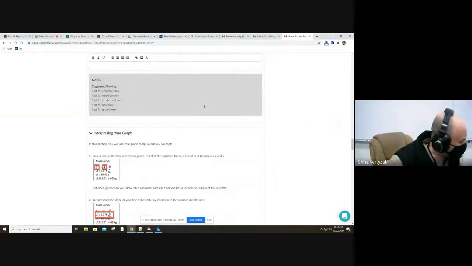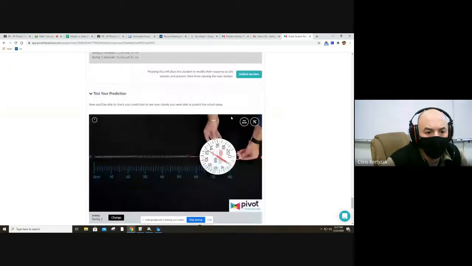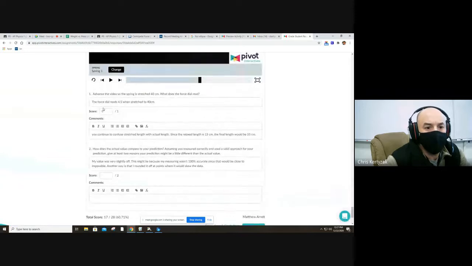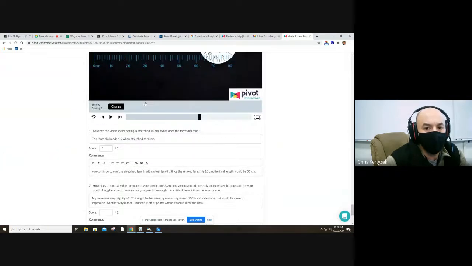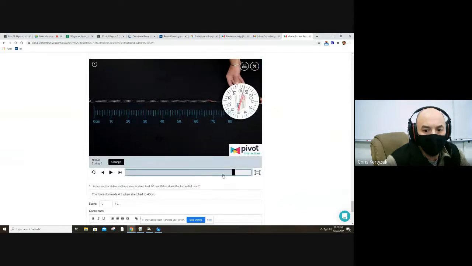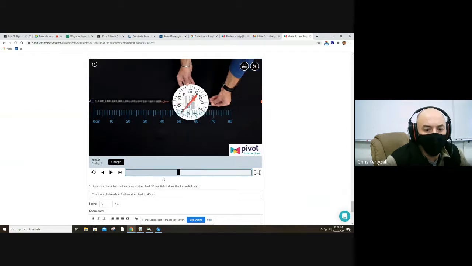So it's something weird with that, so I wouldn't worry about it. I'll figure that out. But when I look down at the bottom here, it says this last one: advance the video so the spring is stretched 40 centimeters. And then when I was like, all right, I'll do it myself, of course, this one does stretch 40 centimeters. Oh yeah, that's what it was.